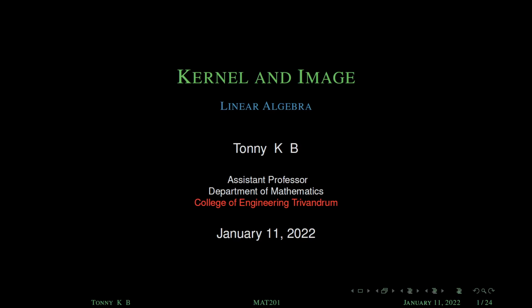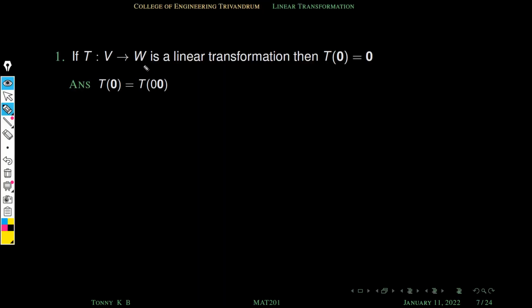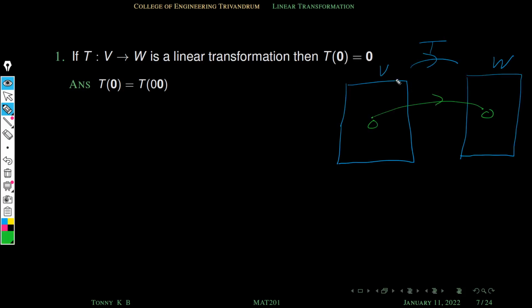Namaskaram. In this session, we will discuss kernel and image of a linear transformation. Okay, consider a problem. T from V to W is a linear transformation. Here, V and W are two vector spaces. Then T of 0 equal to 0. This means, here V and W are two vector spaces and T is a linear transformation from V to W.